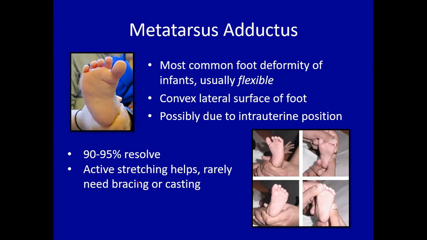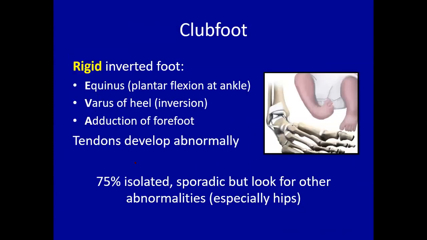Metatarsus adductus. So metatarsus adductus is basically a flexible convex lateral surface of the foot. So the surface of the foot makes this kind of in-toeing convex shape. And if it's nice and flexible, see, we can flex the foot into a normal position, then it's probably going to resolve. If it doesn't, or it's more stiff, we want to think about referring. The reason why we would refer is that we'd be concerned about a possible clubbed foot. This would be a rigid inverted foot. So the difference is really rigid or flexible.